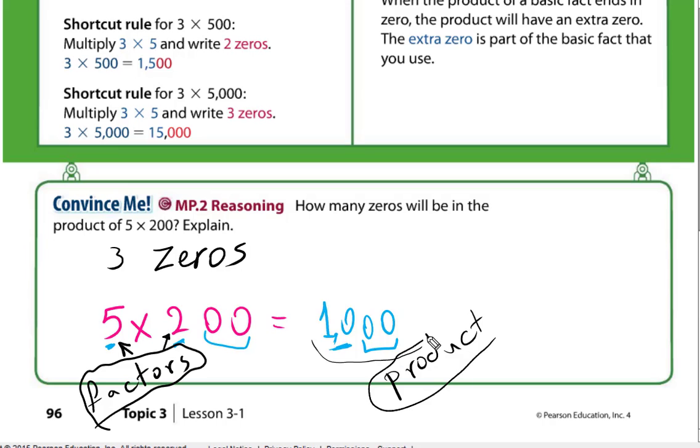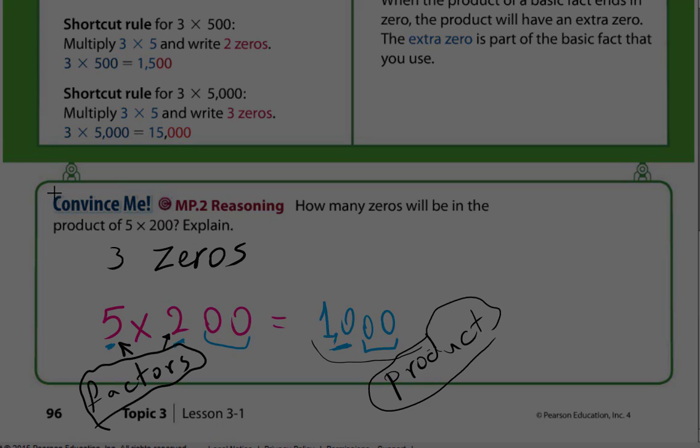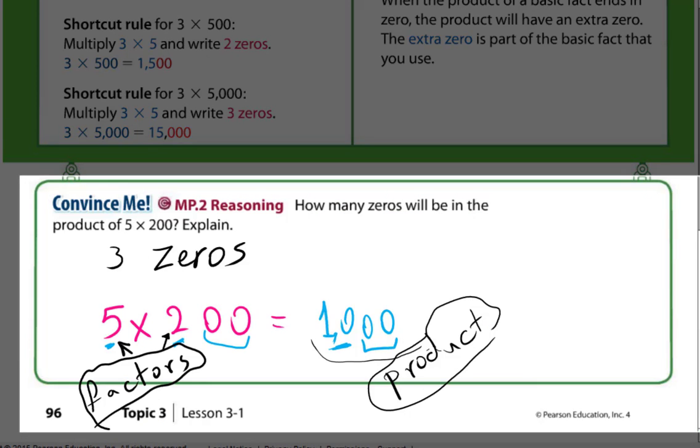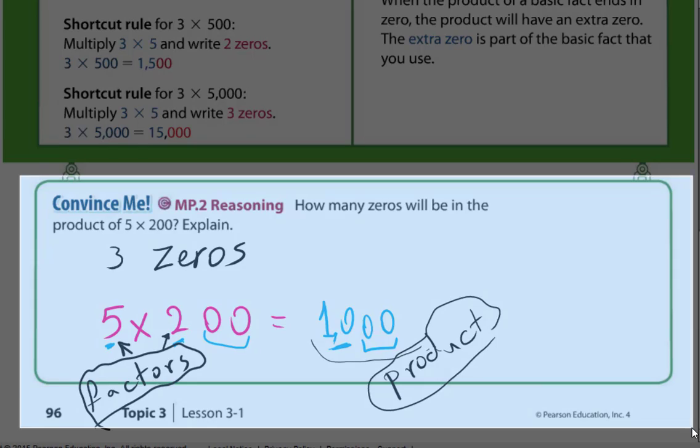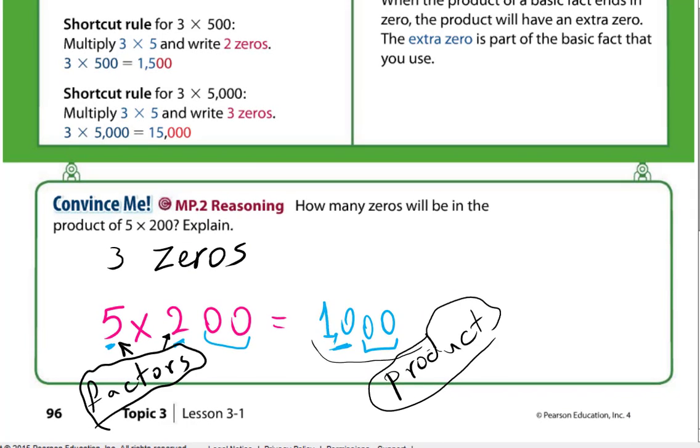So the product is the answer of multiplication. This is very, very important for you. Okay, do not forget it. I will send it to you on WhatsApp. And we will move to the next page.